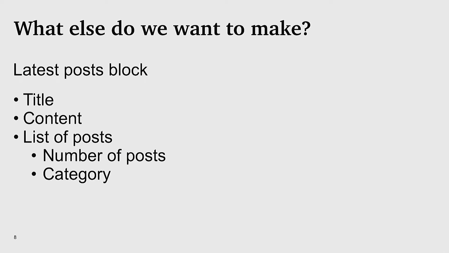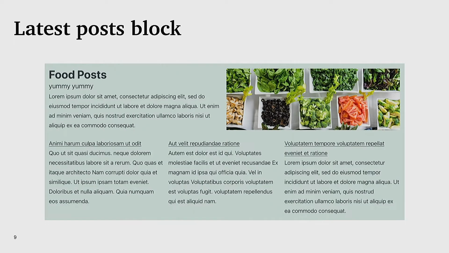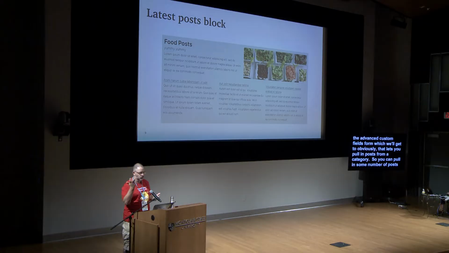What else are we going to make? We're going to make a latest posts block, which is going to look like this. And it's kind of expanding on the split image block, which is at the top half. But I have additional fields in the advanced custom field form, which we'll get to, obviously, that lets you pull in posts from a category. So you can pull in some number of posts from a specific category that you define.